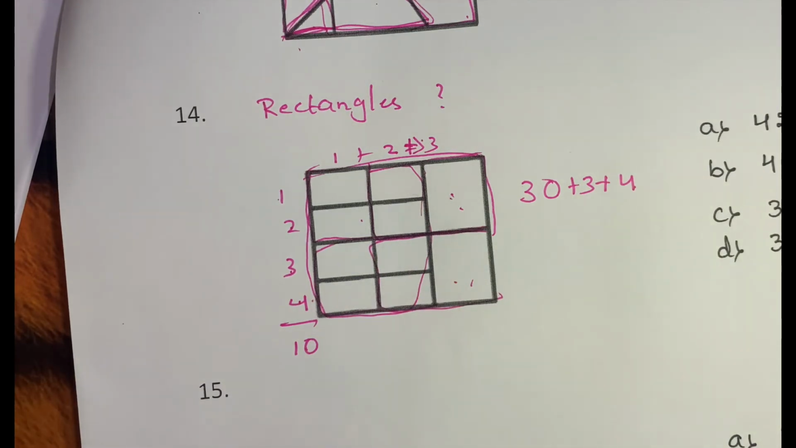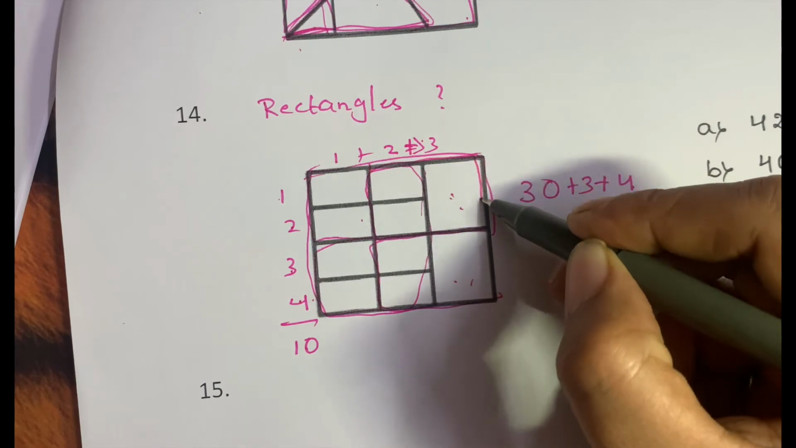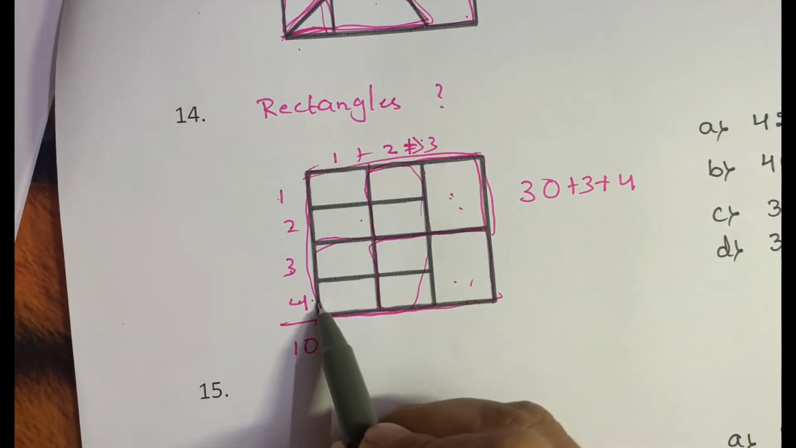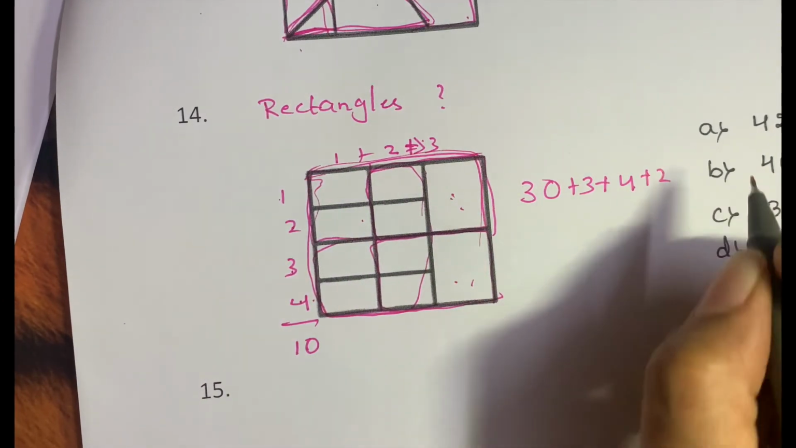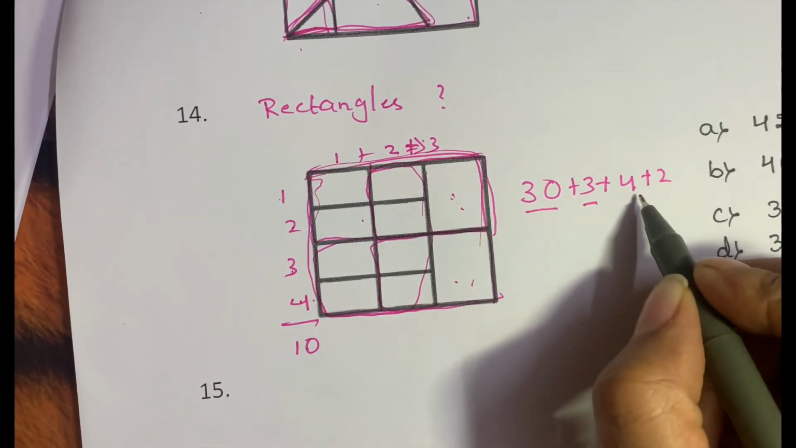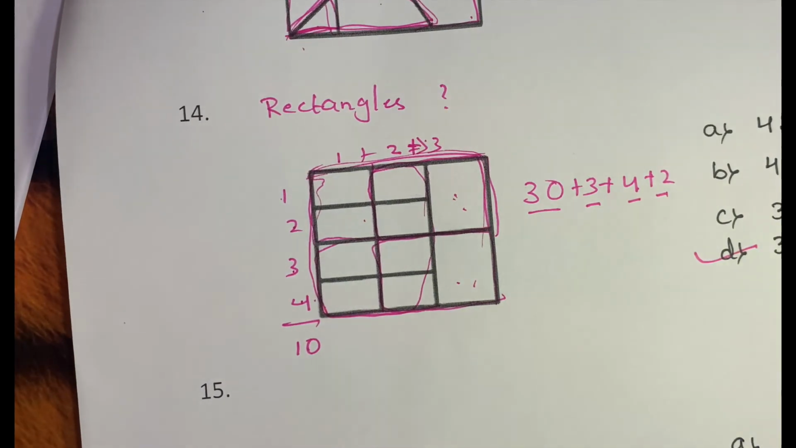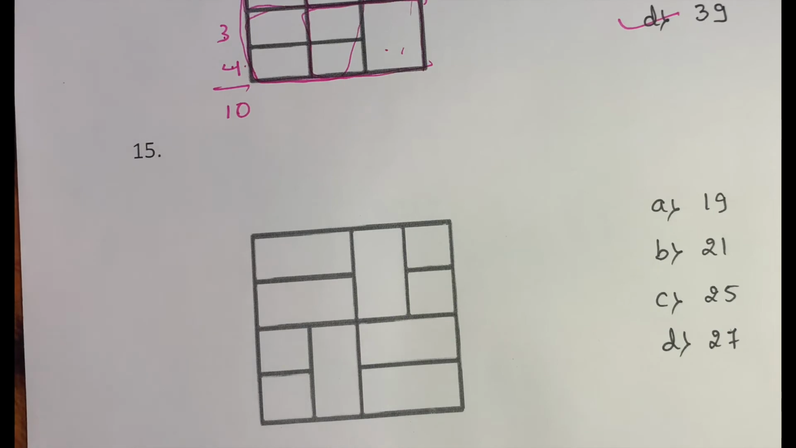So after that, there is one rectangle here also, isn't it? One rectangle here also, and then one complete outermost rectangle. So 2 more. Totally how many is it? 30 plus 3, 33. 33 plus 4 is 37, plus 2 is 39. 39 is the answer. So we have one more question which is similar to this.